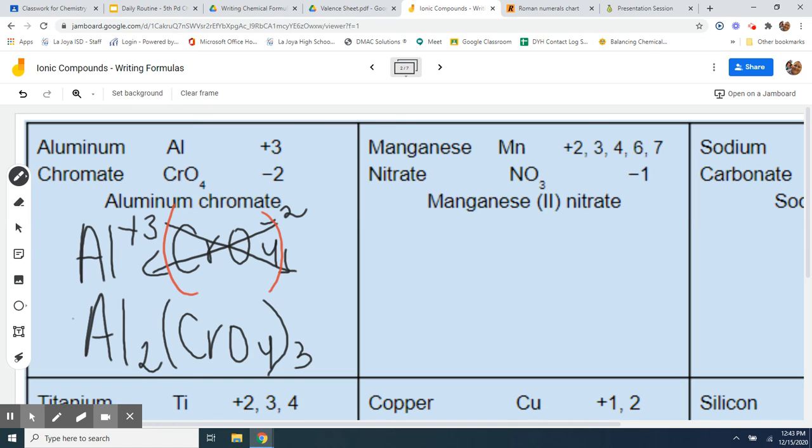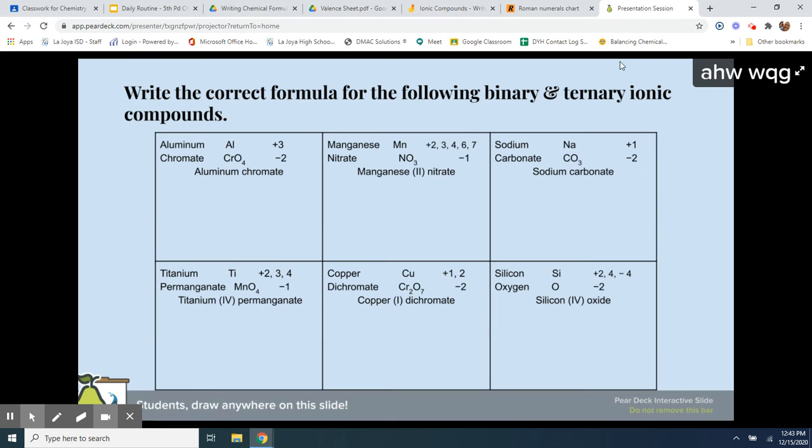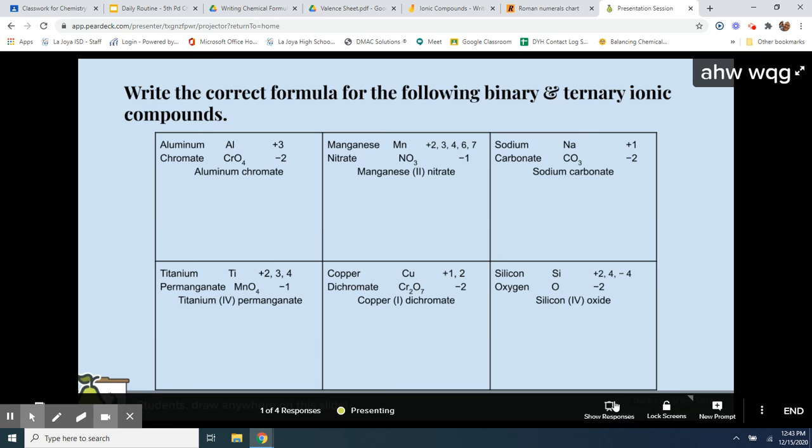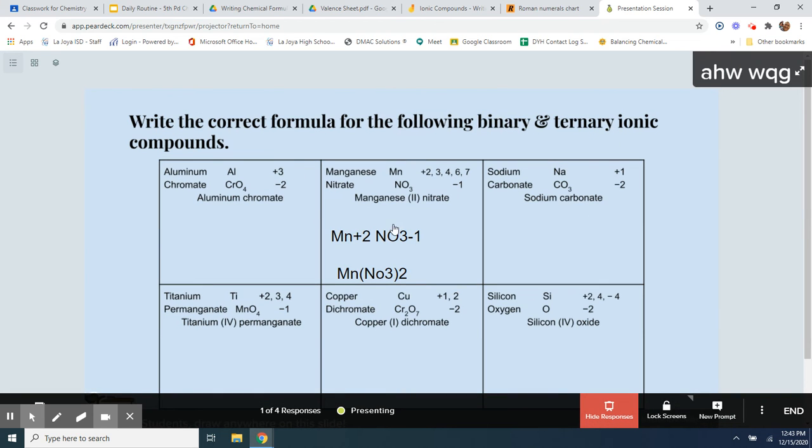Be careful with that, okay? Good try, though. Oscar, let's look at yours. I know that you did some of it on Pear Deck. Let's see. All right. Mn2 with a +2. Very good. NO3 with a -1. Very good. They didn't cancel out. They're different numbers. He had to cross them. He protected his poly. The only thing is he forgot that O is supposed to be capitalized.